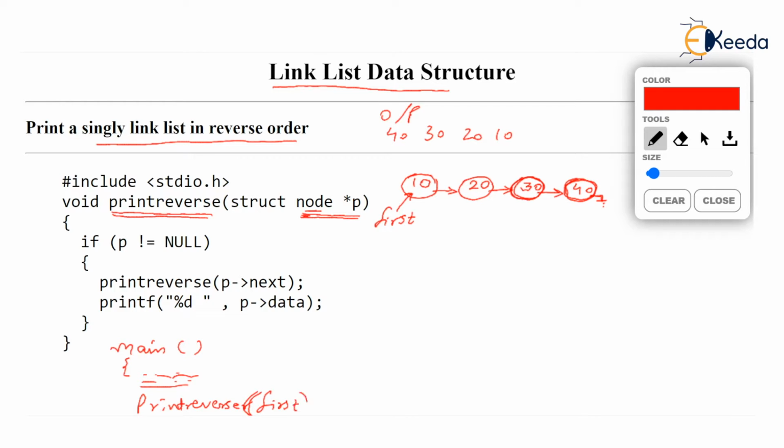See what print reverse is called as. Print reverse is called by passing the pointer first. And you know pointer first is pointer to a node. It is pointing to 10. So the local parameter P of this print reverse, which is a node pointer, is a new pointer which points to 10 because first points to 10.